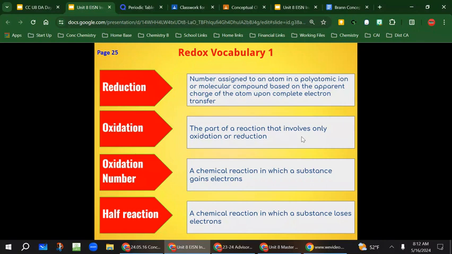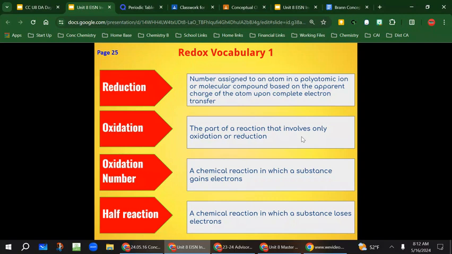Okay. So the part of a reaction that involves only reduction or oxidation. Which one do you think that is? Now remember, it says the part of a reaction that involves only oxidation or reduction. So which one can't it be? It can't be reduction. It also can't be oxidation, which means this has to be a half reaction. If oxidation and reduction go together, each one makes up half of the reaction.